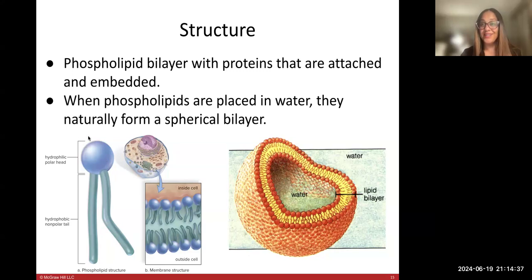It is polar, it likes water, so the heads will arrange themselves on the outside and on the inside of the cell where water is. And then it has two little tails. Those two little tails are hydrophobic. It does not like water, so they are attracted to each other, and it's this yellow layer on the inside of the two layers of heads.